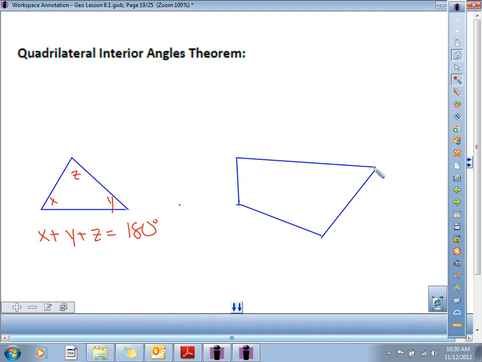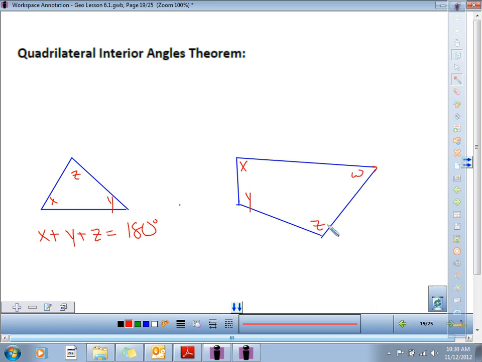Now imagine that these are all closed here. If we get a quadrilateral, and now we have four angles, W, X, Y, and Z. If a triangle is 180, what do you think a quadrilateral is? Well, let's jump up to our next magic geometry number. There are 360 degrees. So if I take those four angles, W plus X plus Y plus Z, those four angles are going to add up to 360 degrees.